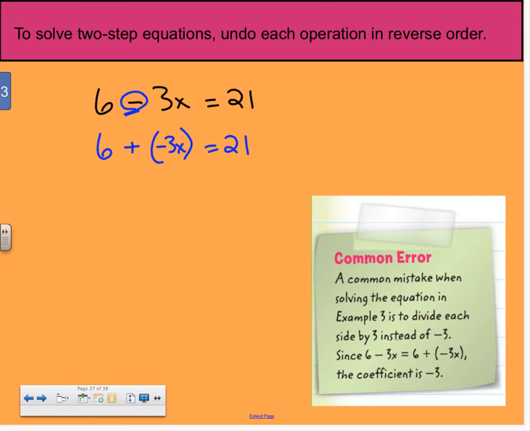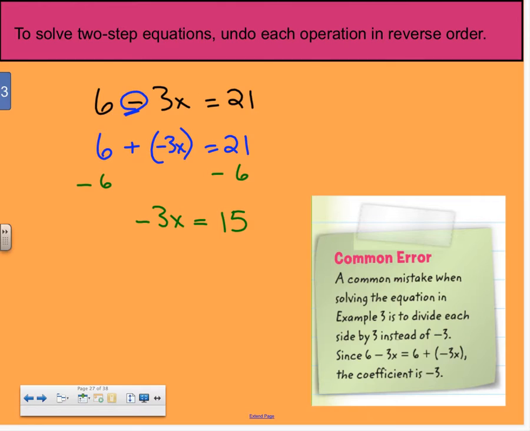Okay? Now it makes what I've got to do a lot more clear. I've got to get rid of the 6 on both sides, correct? And it's a positive 6. If you have $6 in your wallet and I want you to have no dollars in your wallet, I've got to take away or subtract $6. So I'm going to subtract 6 on both sides. And that leaves me now with that negative 3x, which equals what?